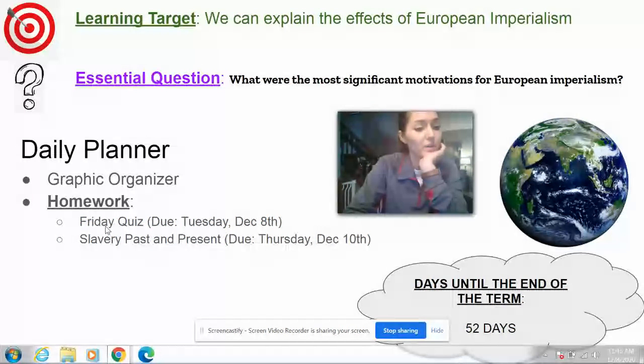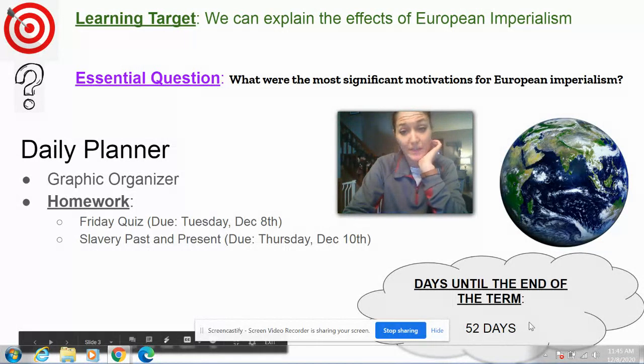Just a reminder of your homework. The Friday quiz was due Tuesday, December 8th. You can still turn that in for full points. Slavery past and present assignment is due Thursday, December 10th. And then we have 52 more days till the end of the term.